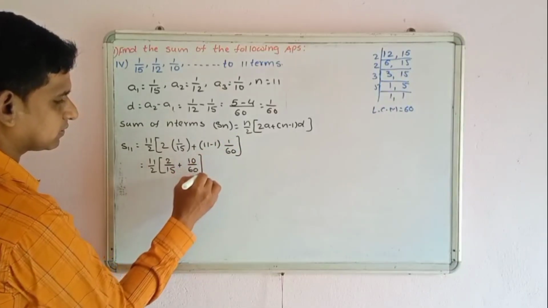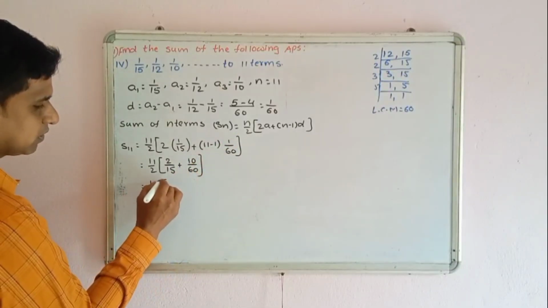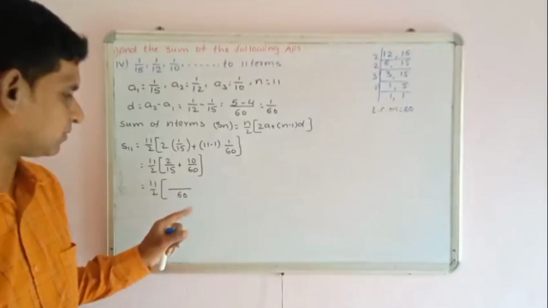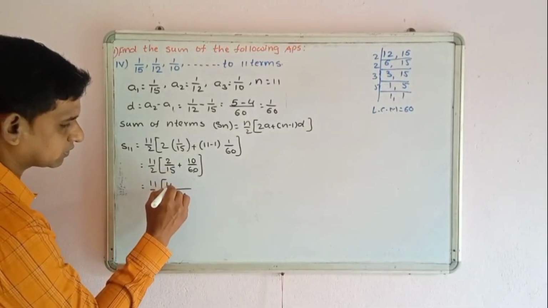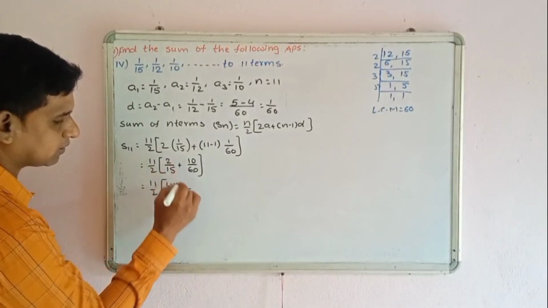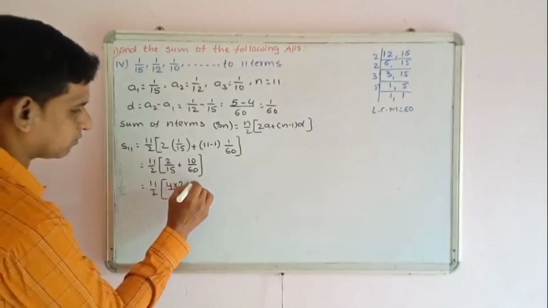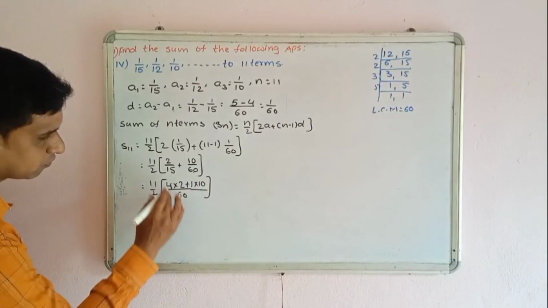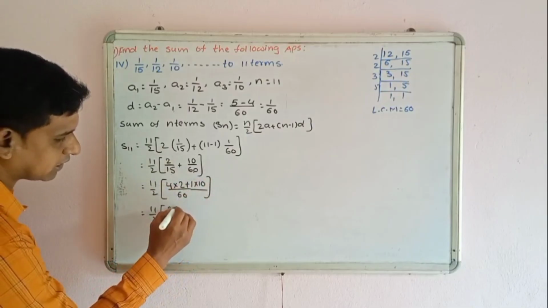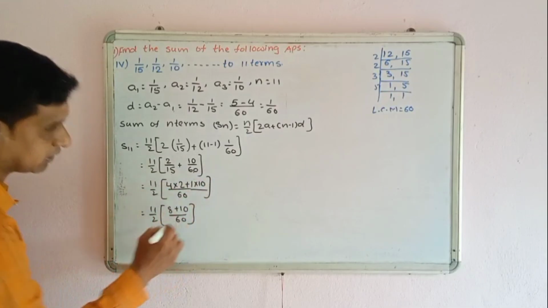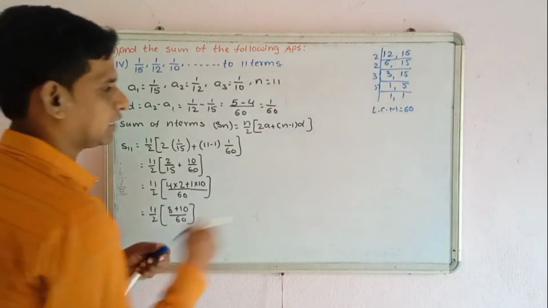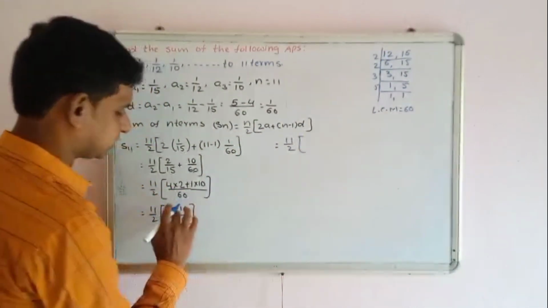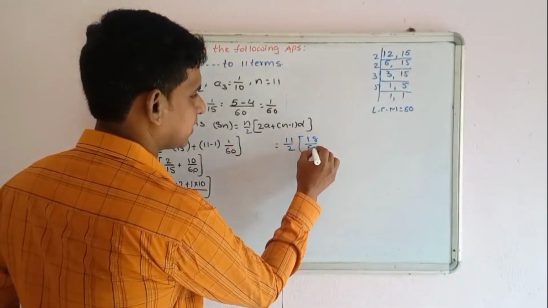That equals 11 by 2 into 2 by 15 plus 10 by 60. The LCM of 15 and 60 is 60, since 15 is a factor of 60. 15 how many times? 4 times, so 4 into the numerator 2, plus 60 one time, 1 into 10. That equals 11 by 2, 4 twos are 8, 1 ten is 10, over 60. That equals 11 by 2 into 8 plus 10 is 18 by 60.